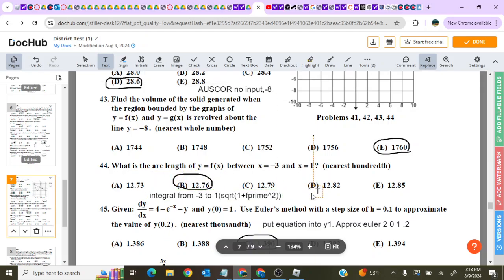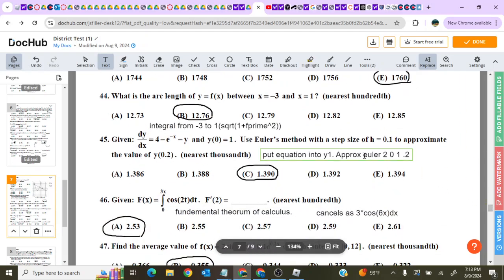12.76. Given dy over dx is equal to this thing, y is equal to 0, use Euler's approximation method. You should now immediately know you need to put this equation into y1 and use our approximation program for Euler. And then you can use the data they give you. Step size of 0.1 and they're going to 0.2, so there are 2 steps. Your x start is 0 and your y start is 1, and you need to get to 0.2. Do that and you'll get a value of 1.390.